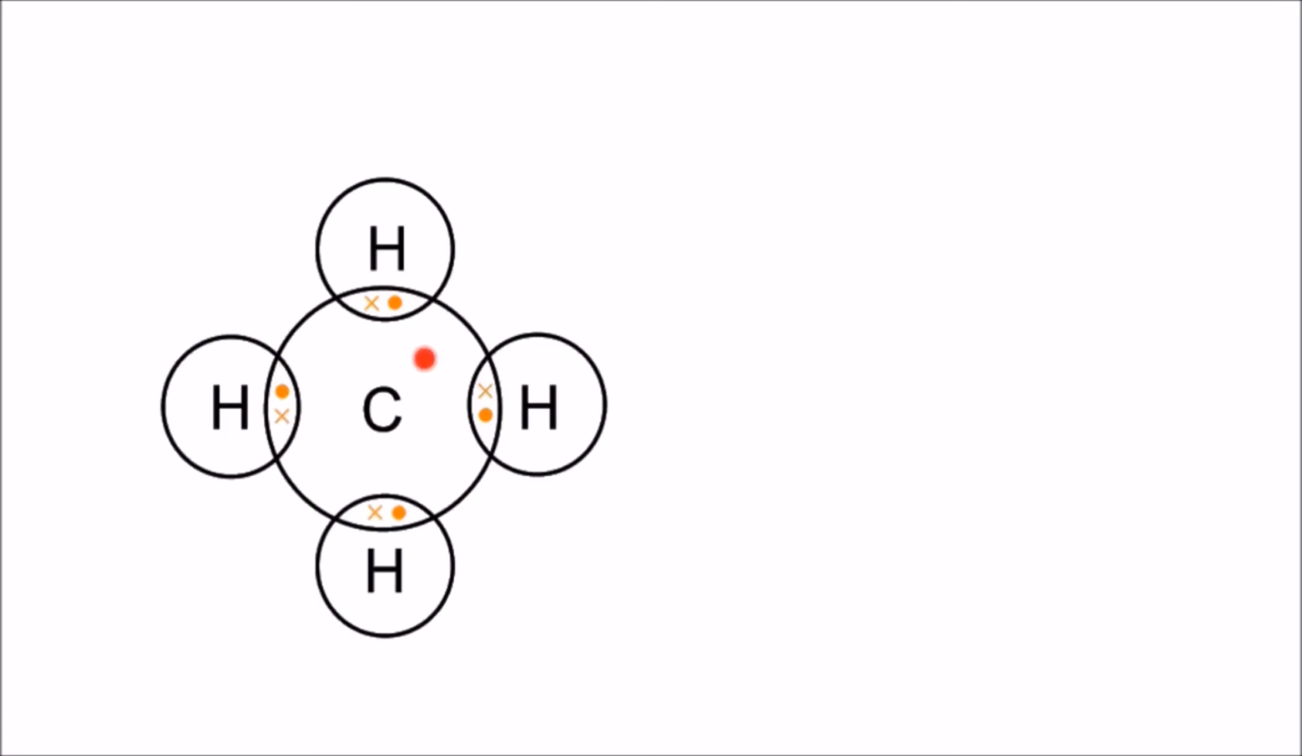In a similar way, carbon also forms covalent bonds with multiple elements, and in this case it is hydrogen. So it gets 4 additional electrons, which makes it octet state.